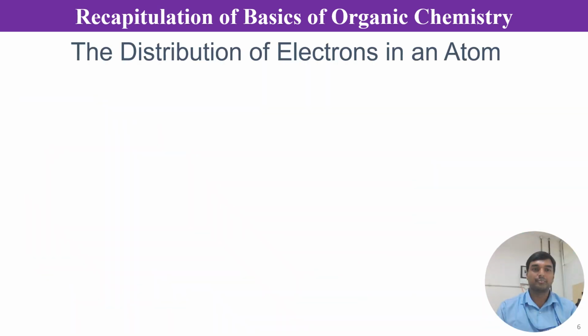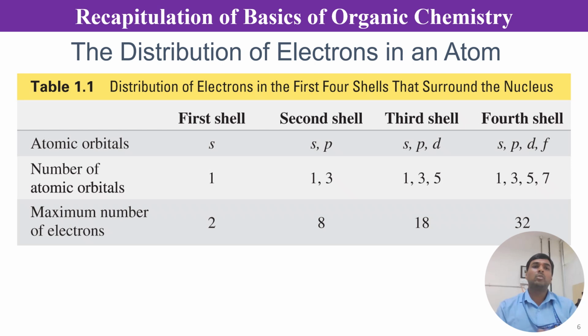6 neutrons. Now if we talk about the distribution of electrons in an atom, there are several atomic orbitals: s, p, d, f. Surrounding the nucleus, the first shell will be the s orbital, 1s; the second shell will be 2s and 2p orbitals; the third shell will be 3s, 3p, 3d; the fourth shell will be 4s, 4p, 4d, and 4f.